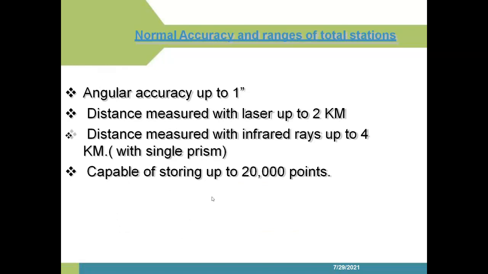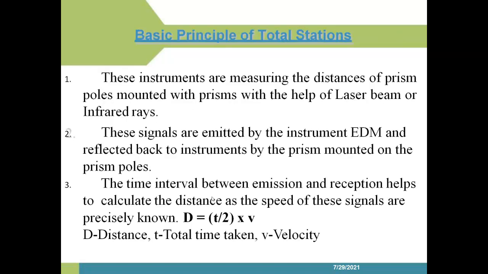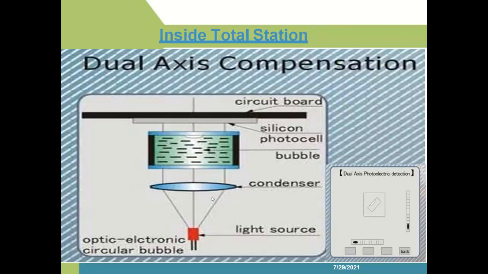If it is a laser setup, we can calculate up to 2 kilometers. If it is infrared rays, we can calculate up to 4 kilometers. So this is the basic principle of the total station. We identify the distance as equal to total time divided by 2, into velocity.